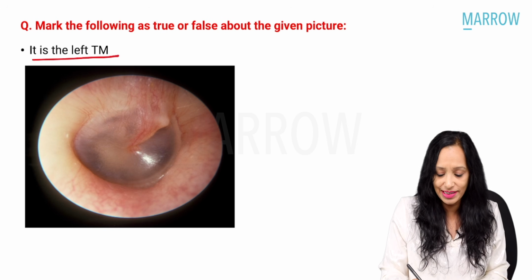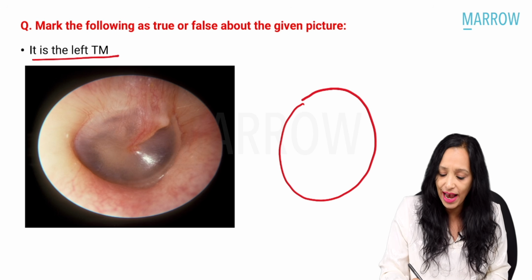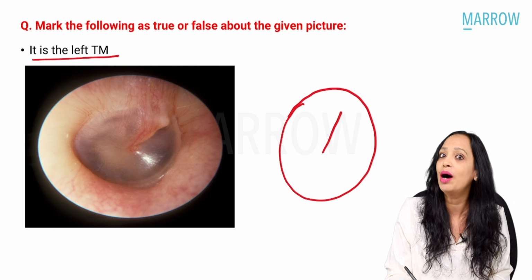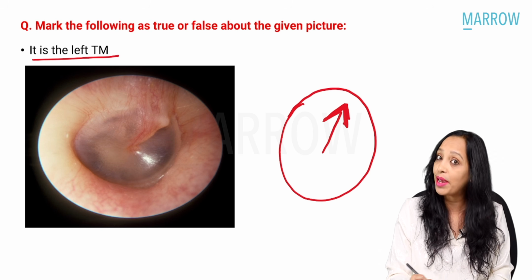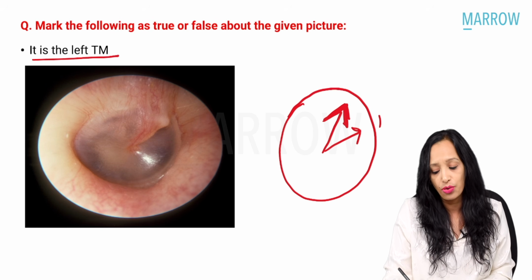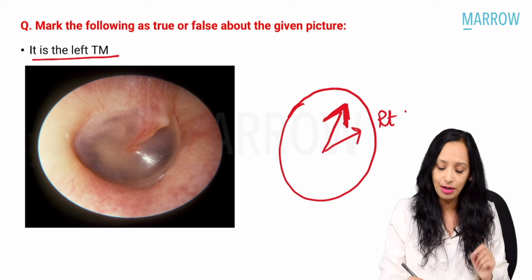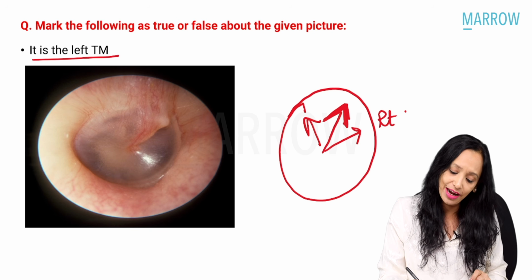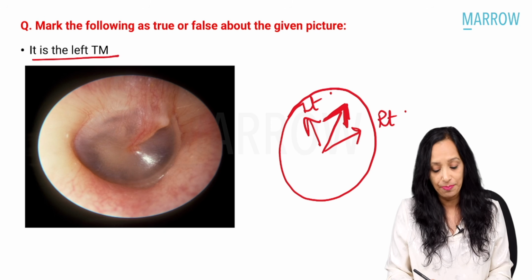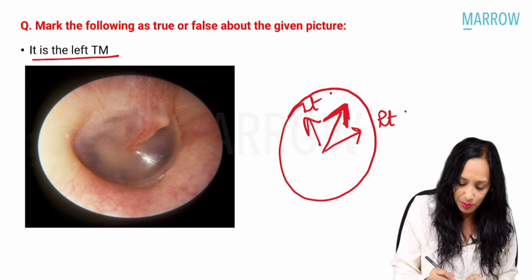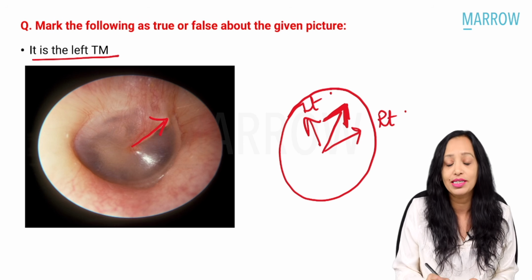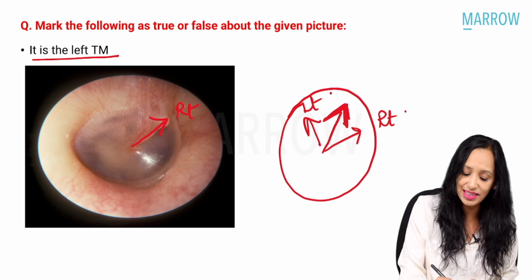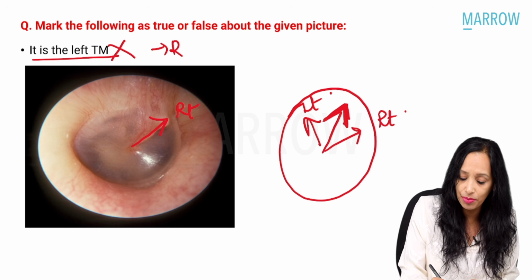How do we do that? Always consider the tympanic membrane as a clock and the handle of malleus as the long arm of the clock. What we need to see is the upper end of the handle of malleus. If it is pointing towards the right, then it is the right tympanic membrane. If it points towards the left, then it is the left tympanic membrane. So on this tympanic membrane, let us see. This is the handle of malleus. It is pointing towards, yes, the right. So this is the right tympanic membrane.